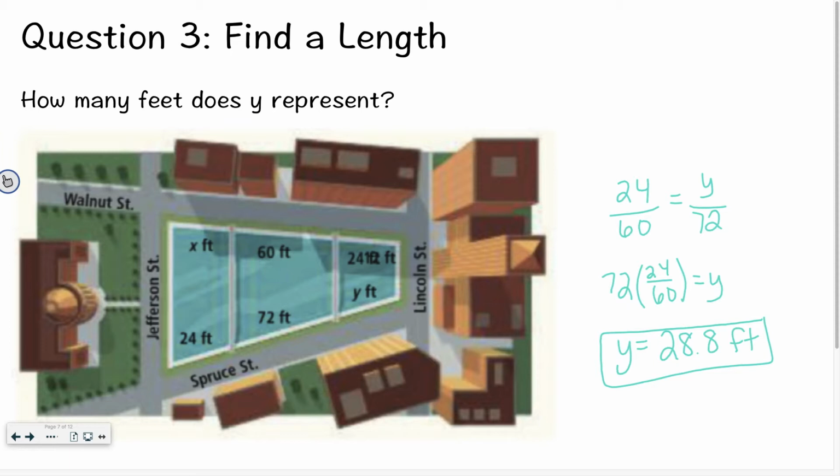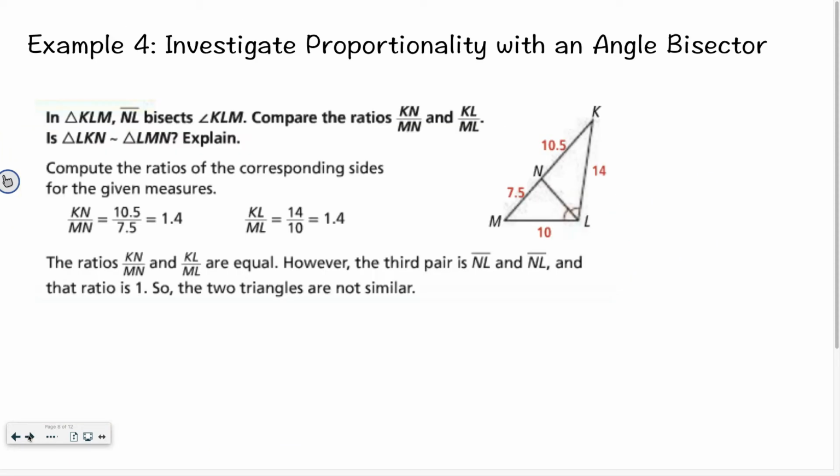All right, so hopefully you set up your proportion 24 over 60, and then Y over 72, cross multiplied and divided, and ended up at Y equals 28.8. If you did not get that answer, maybe you said Y equals 10. That means that you set up your proportion incorrectly. If you have questions, please be sure to ask for some help.